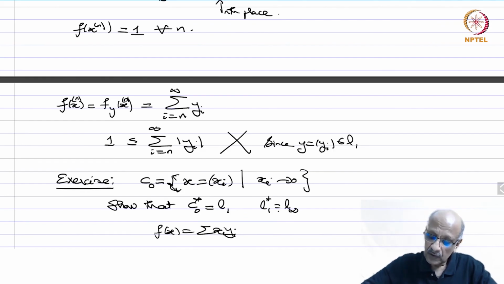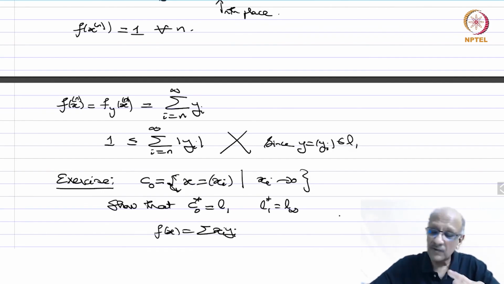So C0 and L infinity are not the same. Obviously, C0 is a strictly proper closed subspace of L infinity, and therefore this is another direct proof that L1 is not reflexive. So C0 star is L1, L1 star is L infinity, and all these are examples of non-reflexive spaces. But L^p is reflexive for all 1 less than p less than infinity.